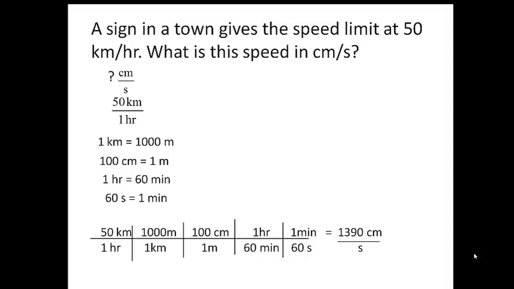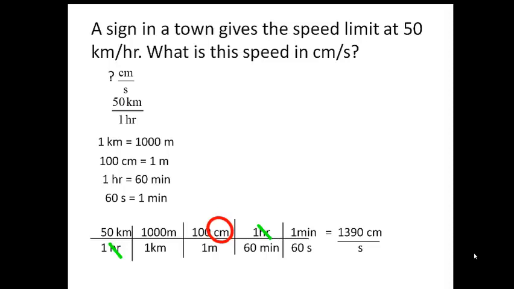I'm going to start out with 50 kilometers per hour, and I'm going to change my top units first. I'm going to do kilometers to meters, then centimeters to meters. My kilometers cancel, my meters cancel, my centimeters are at the top where I want them. Then I'm going to change my time units. I have 1 hour at the bottom left. I'm going to cancel it with 1 hour over 60 minutes. Even though they're not next to each other, it doesn't matter where they are. If 1 unit is at the top, 1 unit is at the bottom, they will still cancel.